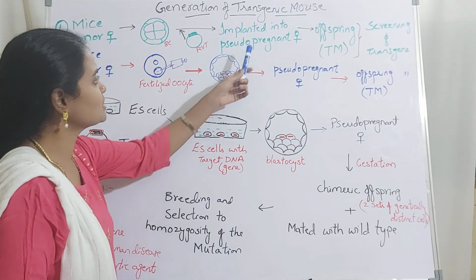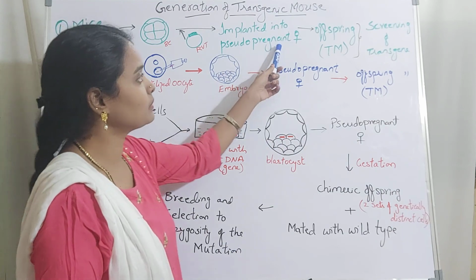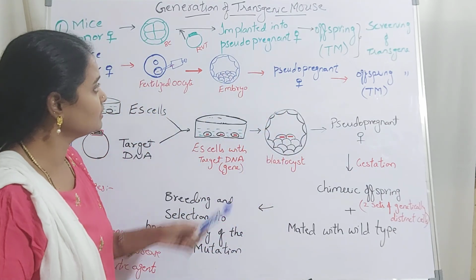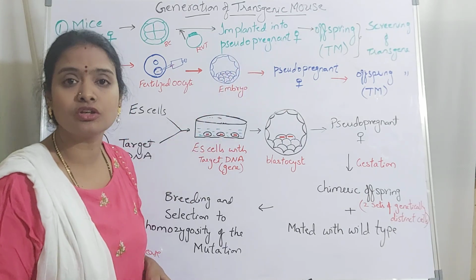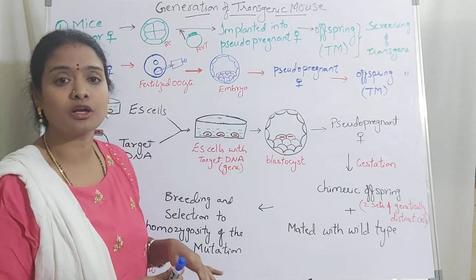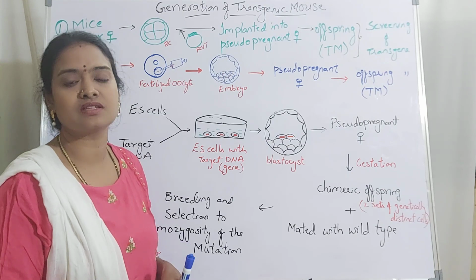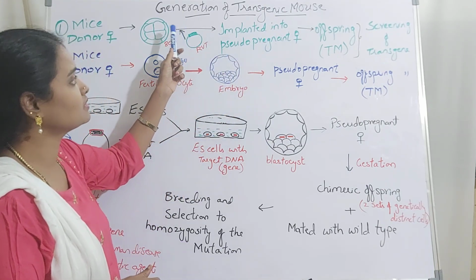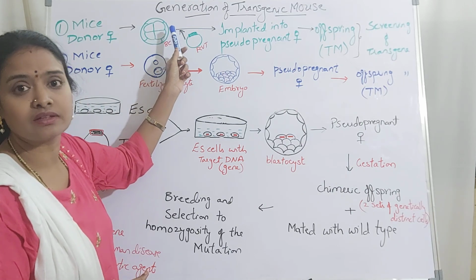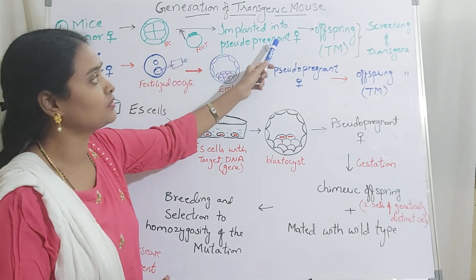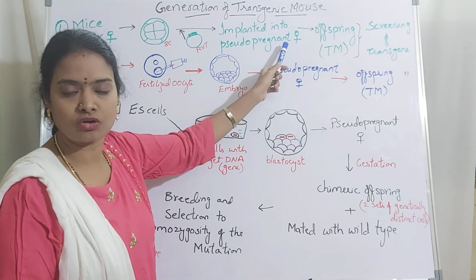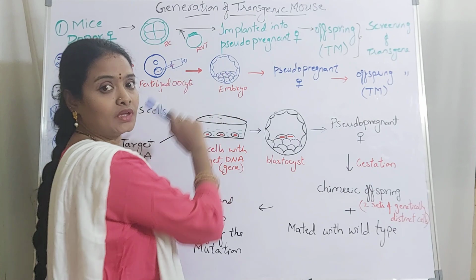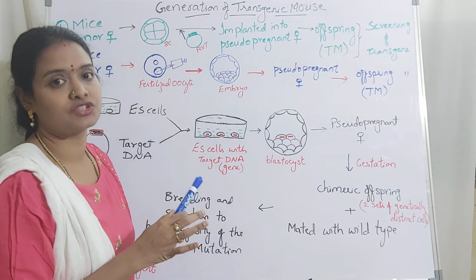What do you mean by a pseudo-pregnant female mouse? The female mouse is allowed to mate with a sterile male, and then hormones or drugs are given in such a way that her hormone levels are the same as a pregnant mouse, right? So after implanting the blastocyst containing the transgene into the pseudo-pregnant female mouse, her body will accept that embryo. There will not be any rejection, right?